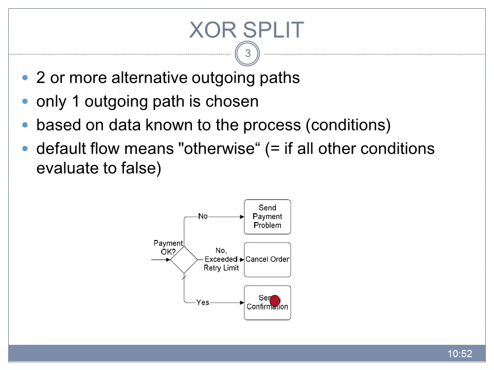For another process instance, we might choose another path. So for example, for this green process instance, the payment is not okay, and so we will go to the task send payment problem.